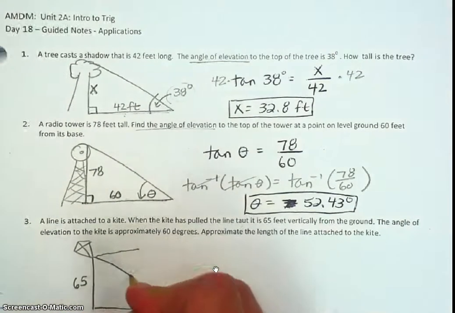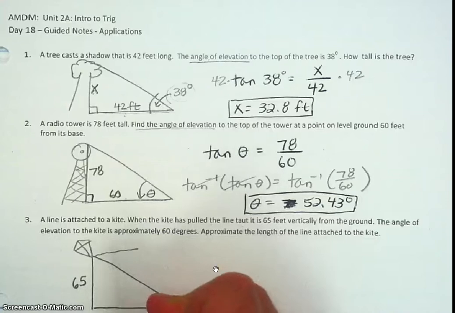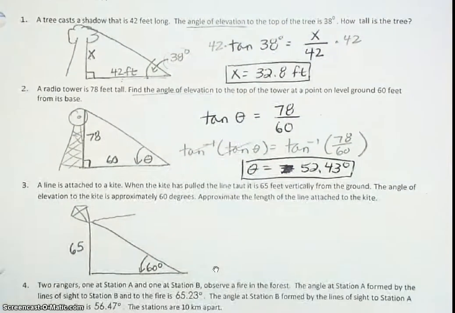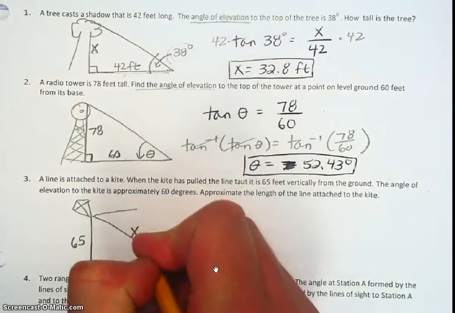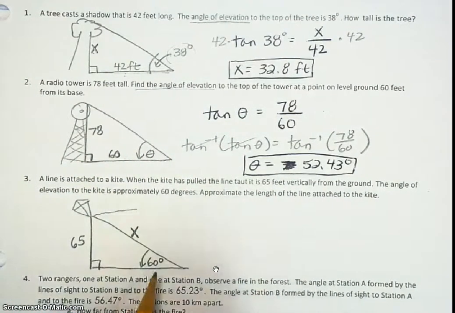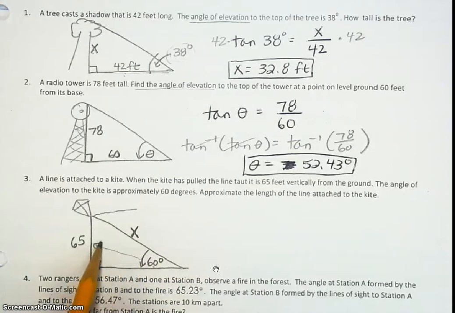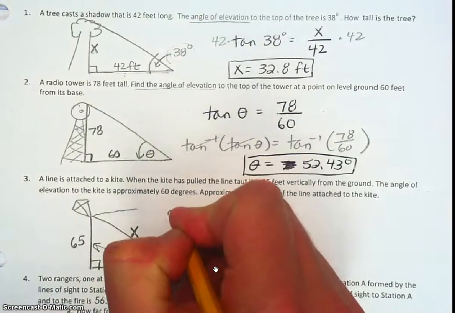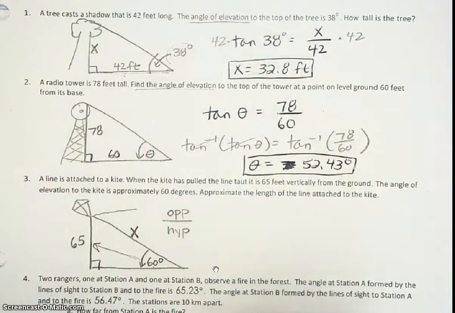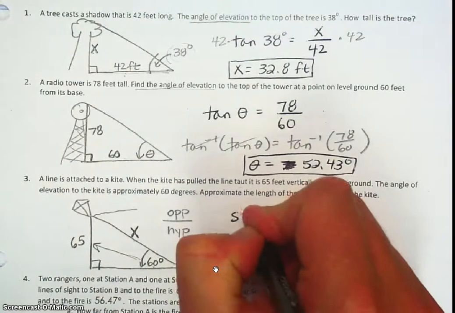So again, we draw us a diagram here. Angle of elevation is always at the bottom there. Approximate the length of the line attached to the kite. So what this problem is asking you to find is the hypotenuse in this case. So here again, looking at my angle, 65 is the opposite side, and x is my hypotenuse. So this time I have the opposite side and I have the hypotenuse. Which trig function deals with opposite and hypotenuse? That would be sine.